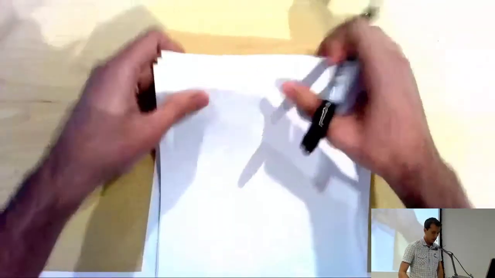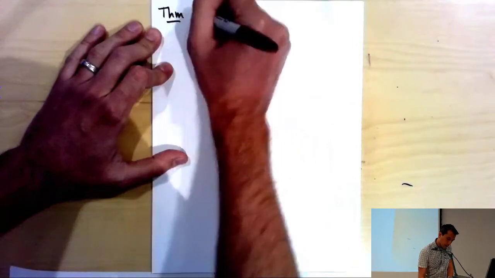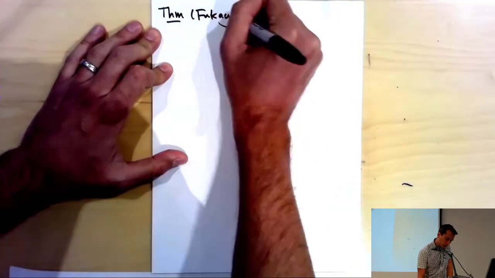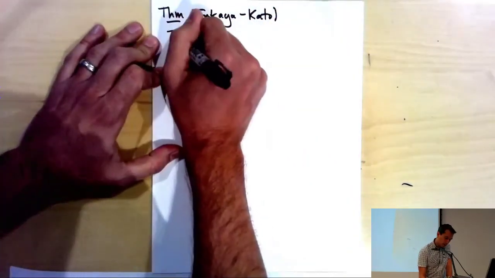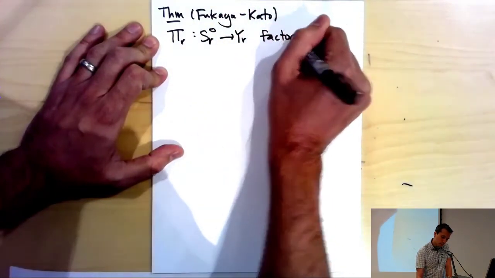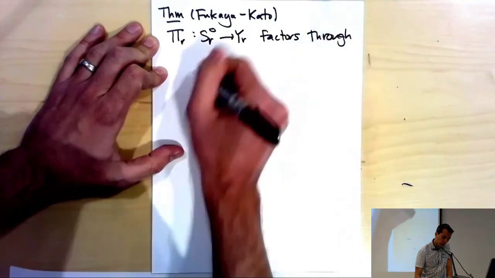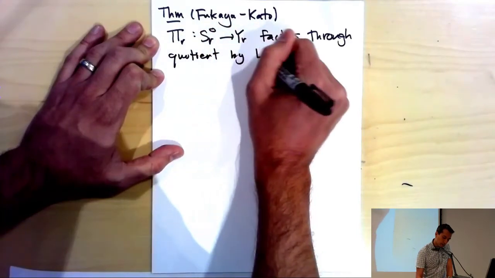Okay, great. We actually showed a little more than that, but there's a stronger result, and that's the theorem of Fukaya-Kato, which I conjectured. So the first theorem of Fukaya and Kato is that this map factors through the quotient of the left-hand side by the Eisenstein ideal.